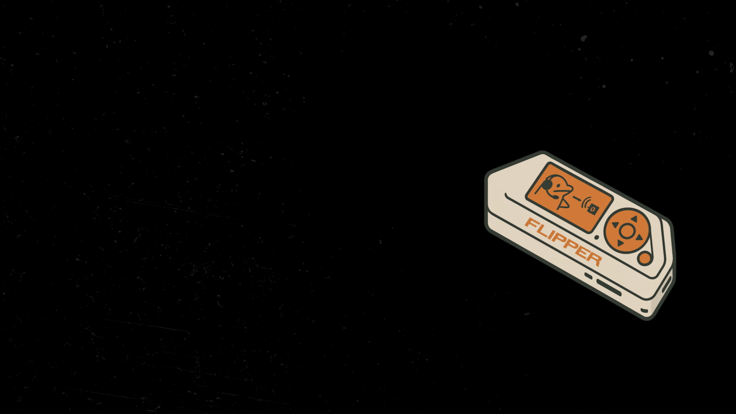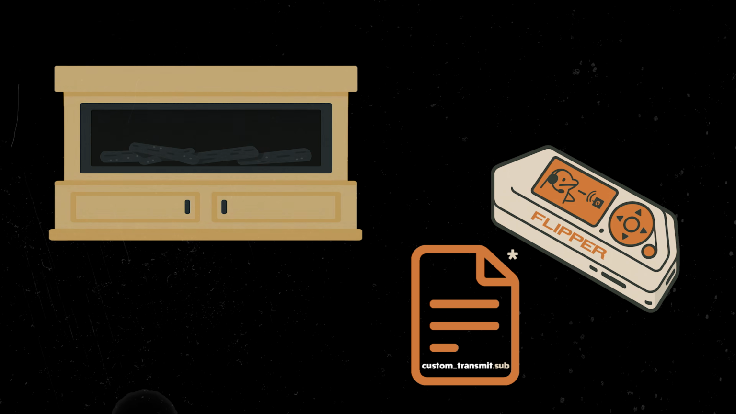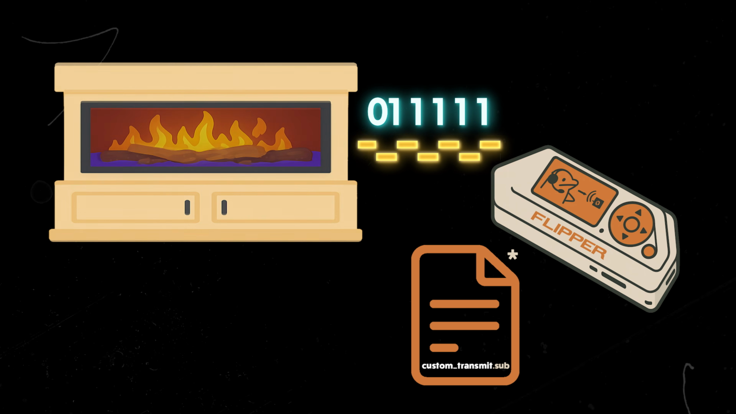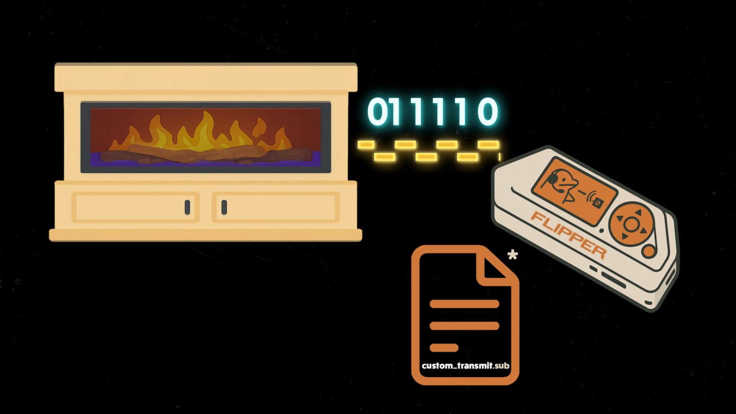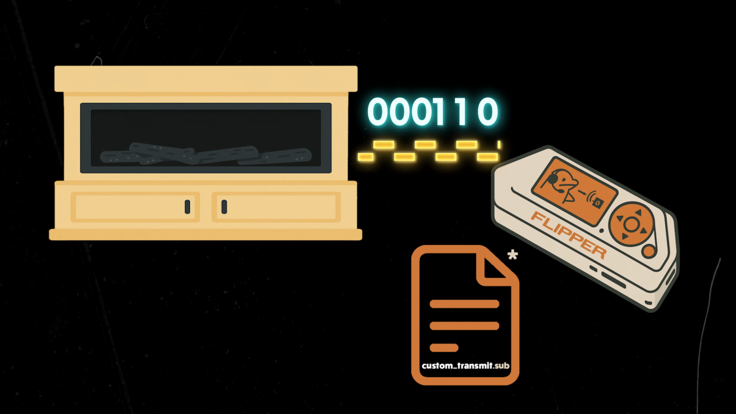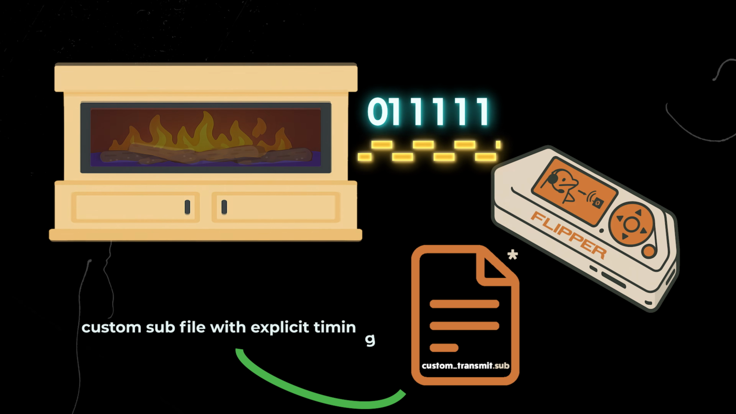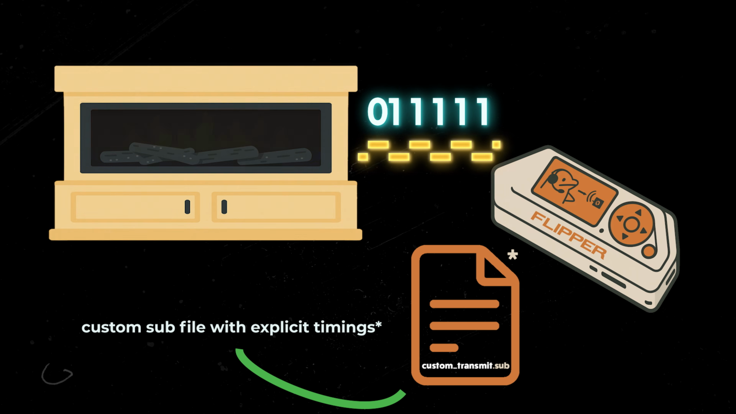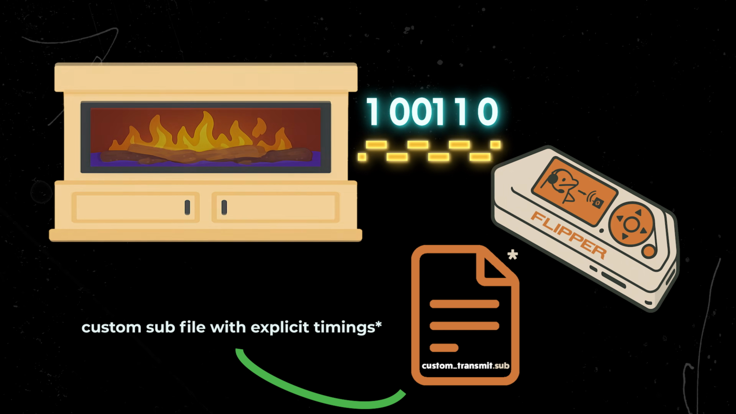But then again, I hear you ask, why can we transmit the signal even though it can't capture it? Well, when you transmit, the CC1101 doesn't have to analyze or interpret anything. It just turns the radio on and off exactly when you tell it to. A custom .sub file gives the Flipper explicit timing instructions: transmit on for 50 microseconds, off for 100 microseconds, repeat. The CC1101 simply replays those timings, even if they're too fast or irregular for its receiver to decode.